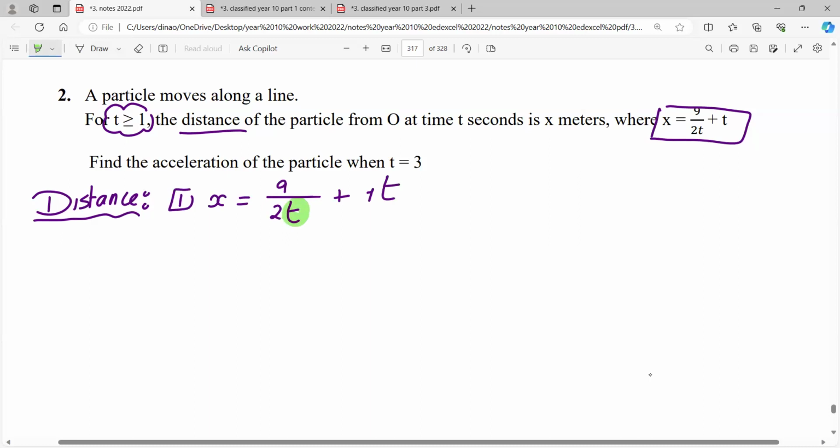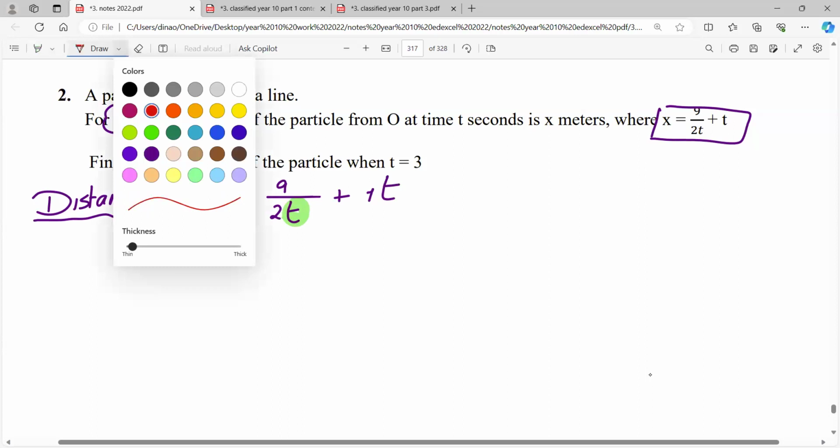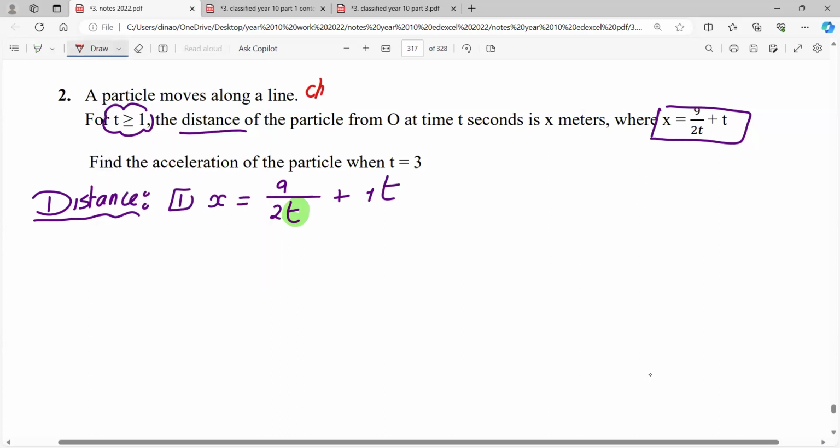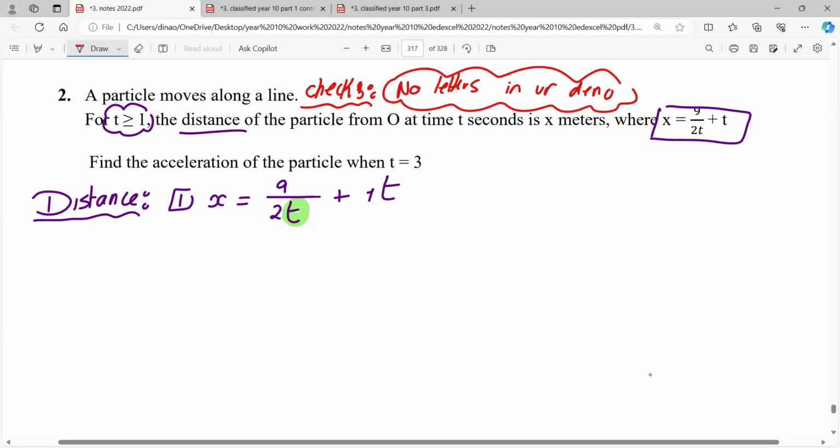Before I do anything, whenever you're solving any question related to differentiation, you have to do some checks before you solve. These checks include that you have no letters in your denominator. As we said, before you solve any question related to differentiation, we do some checks. First, make sure there is no letter in the denominator. Here, as you can see, there is a letter in the denominator, so kick it up to the top.